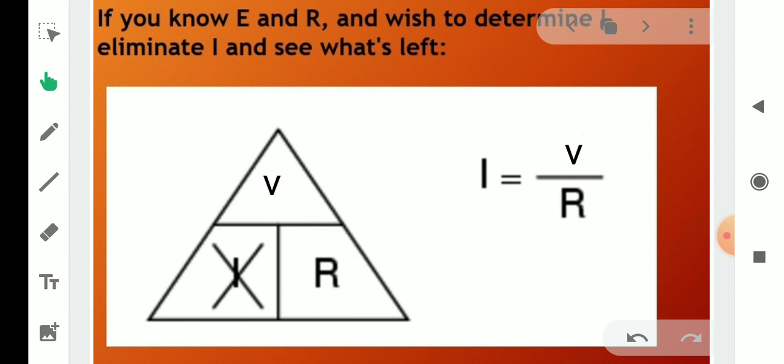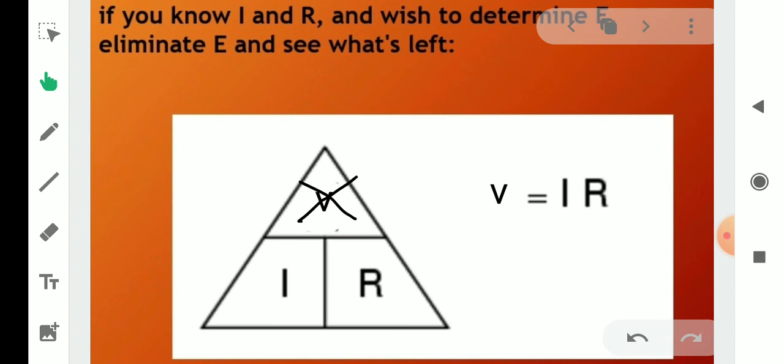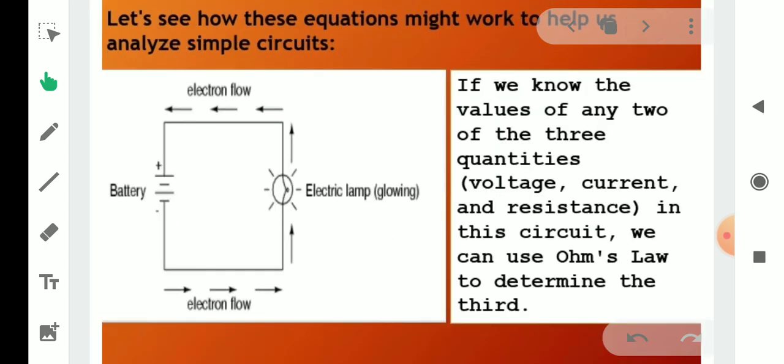Okay. To determine electric current, just check it. You are going to get the formula V divided by R. This is an easy way of remembering the formula. If you wish to determine the voltage, eliminate voltage and see what's left. So voltage V is equal to I into R. V equal to I electric current, R resistance, I into R.